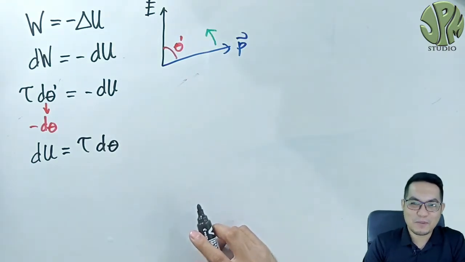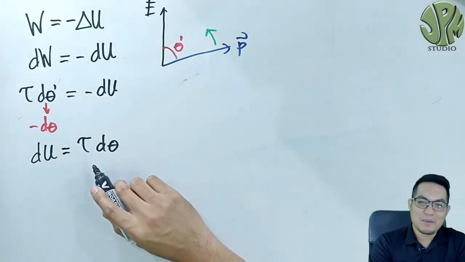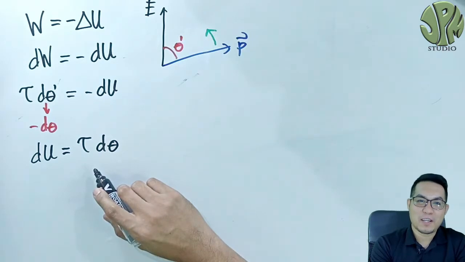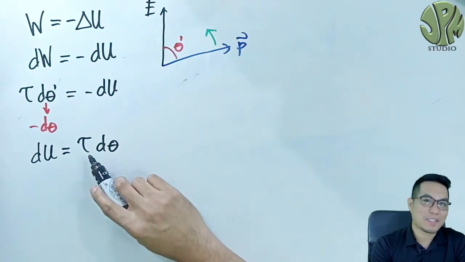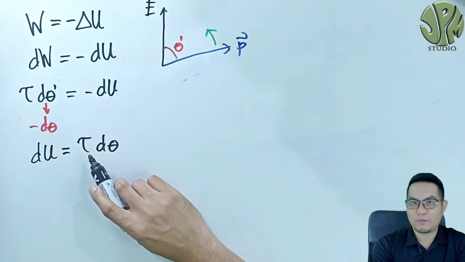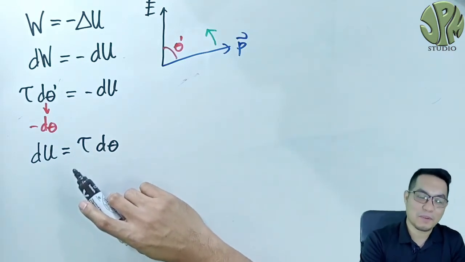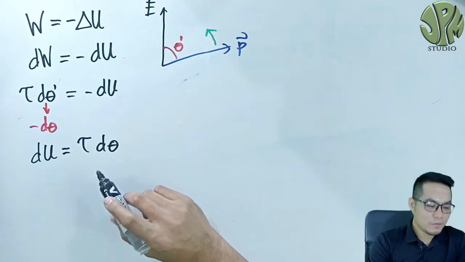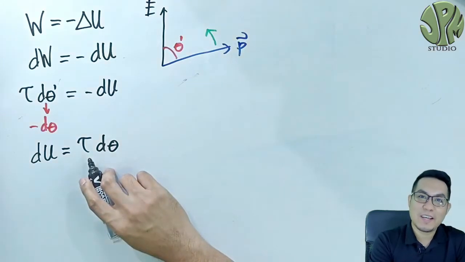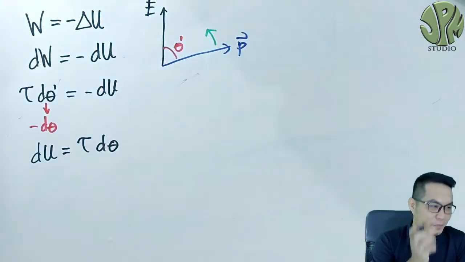I almost forgot. We used tau for the volume in the previous section, so don't be confused with our notations. The tau here represents torque. It doesn't represent volume. We will use tau for volume if we are dealing with electric potential, because the symbol for electric potential is V. Hence, you cannot use the V symbol for volume. So here, tau means torque, not volume. Okay.